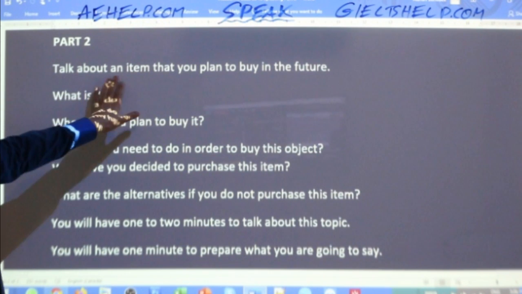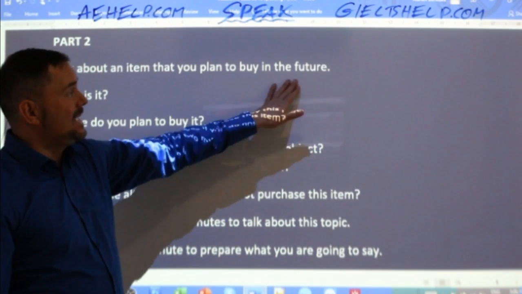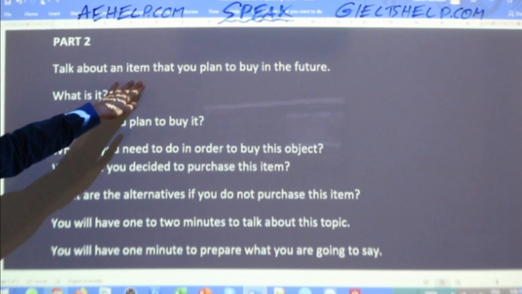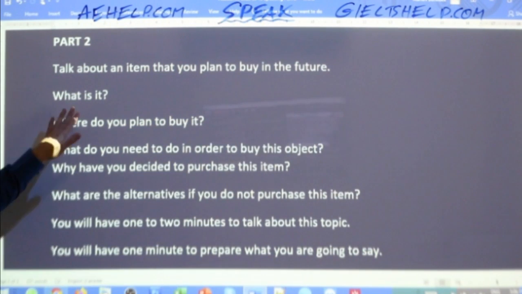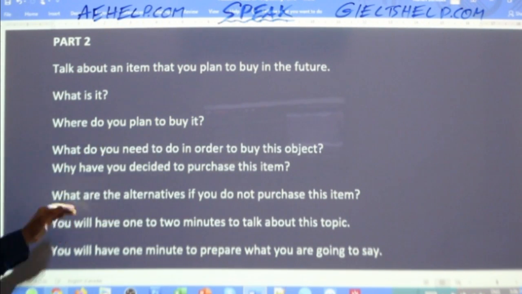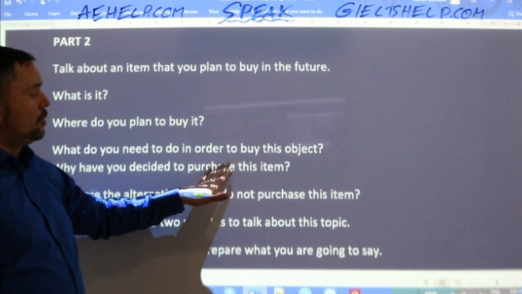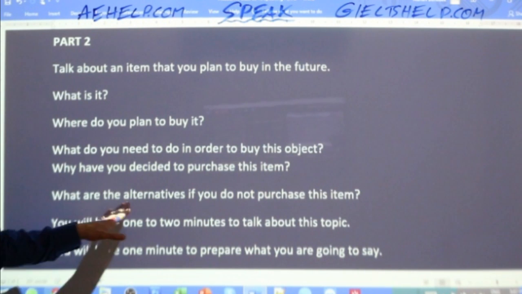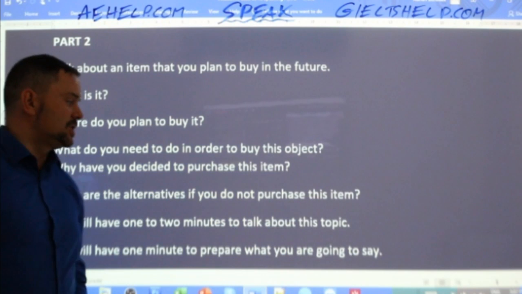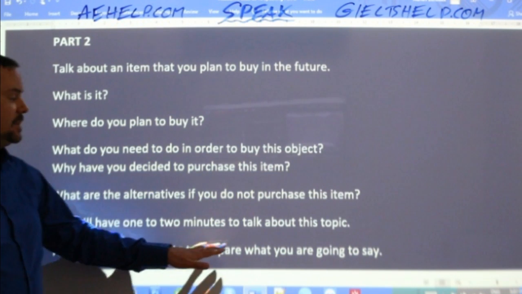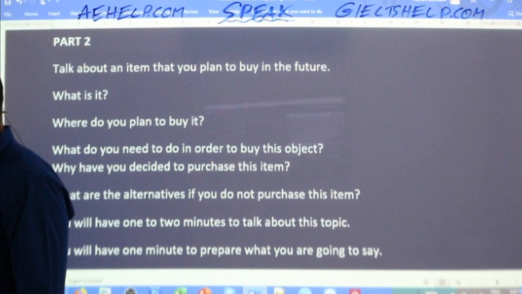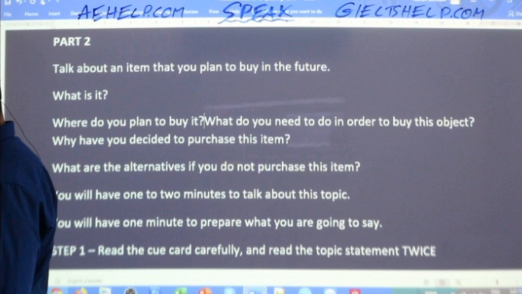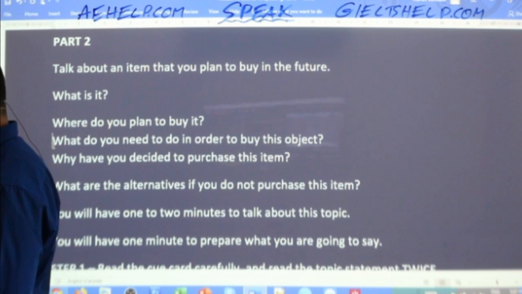Part two, talk about an item that you plan to buy in the future. One more time. So twice. Talk about an item that you plan to buy in the future. What is it? Where do you plan to buy it? What do you need to do in order to buy this object? Why have you decided to purchase this item? What are the alternatives if you do not purchase this item? You will have 1 to 2 minutes to talk about this topic. All right, looking good. So we've read this twice and we've identified what we're doing with it.